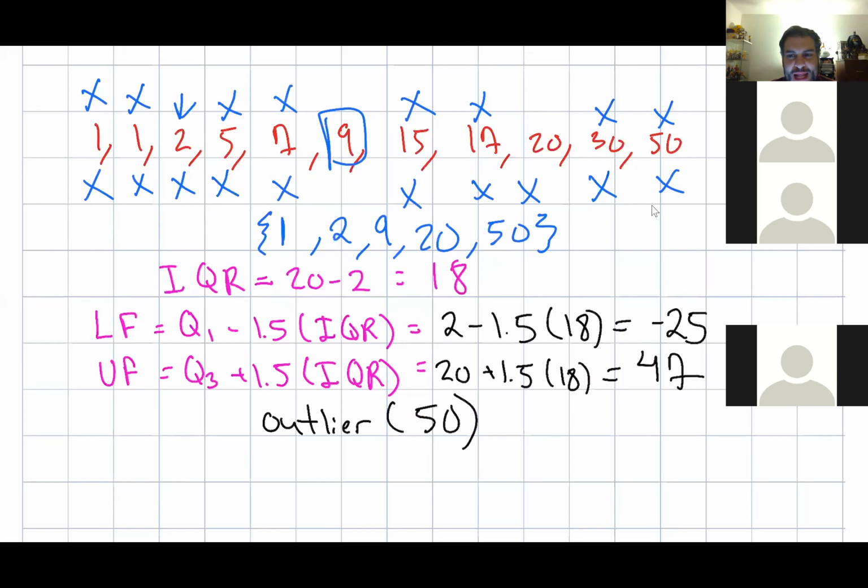All right, but that's it for the 5-number summary and for outliers. Any questions in regard to the 5-number summary or outliers?